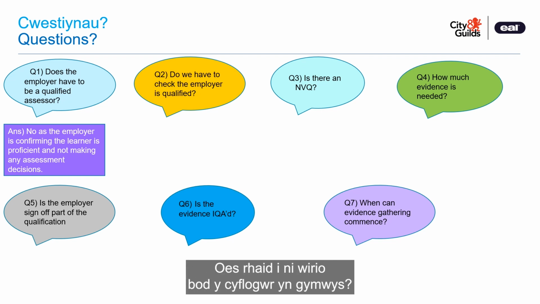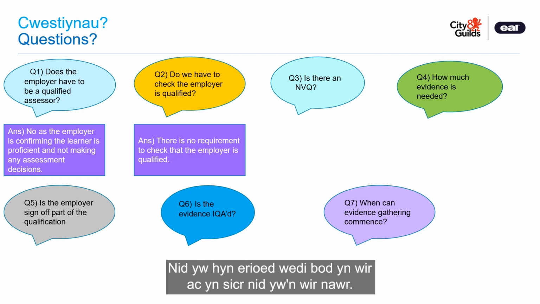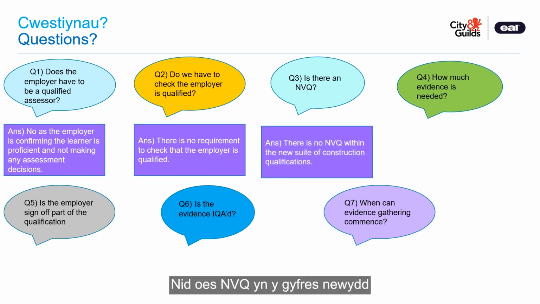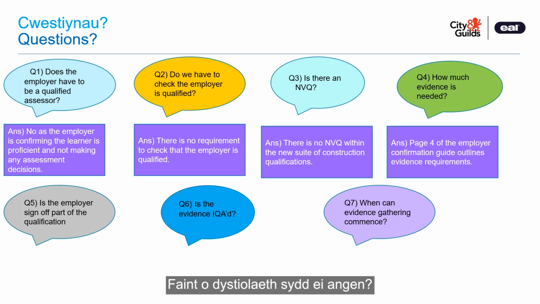Do we have to check that the employer is qualified? No, there is no requirement to check that any employer is qualified. This has never been the case previously and certainly isn't the case now. Is there an NVQ? No, there is no NVQ within the new suite of construction qualifications and the level 3 qualifications. How much evidence is needed?